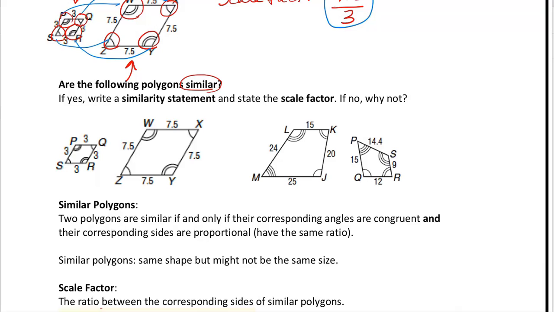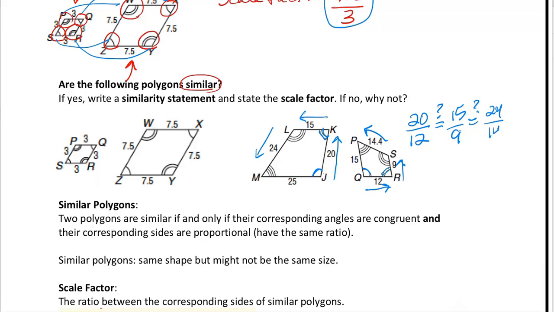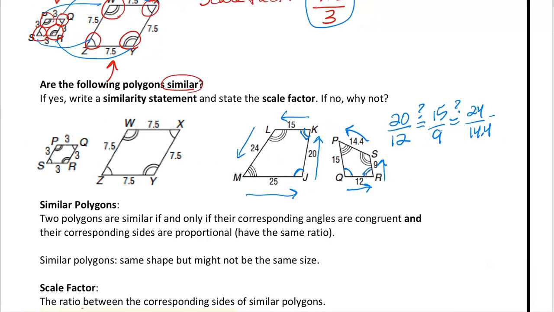So let's go from the angle marked with 1 congruent sign to the angle marked with 2 congruent signs, just to make sure we're matching the angles correctly. So that would be 20 is a corresponding side of 12. Does that equal 15 over 9? And does that equal 24 over 14.4? And does that equal 25 over 15?